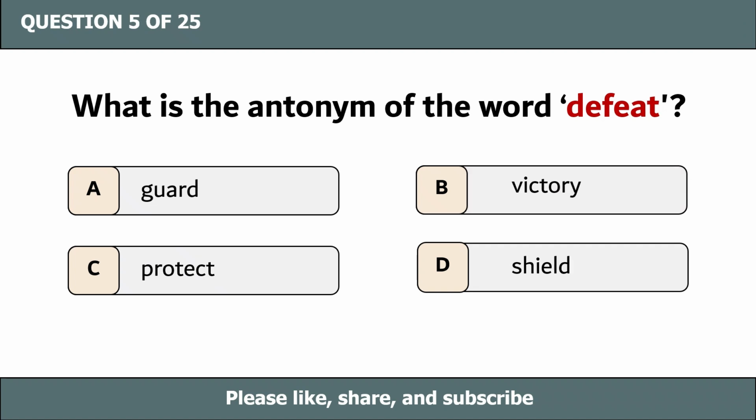Question 5. What is the antonym of the word defeat? The correct option is B. Victory.